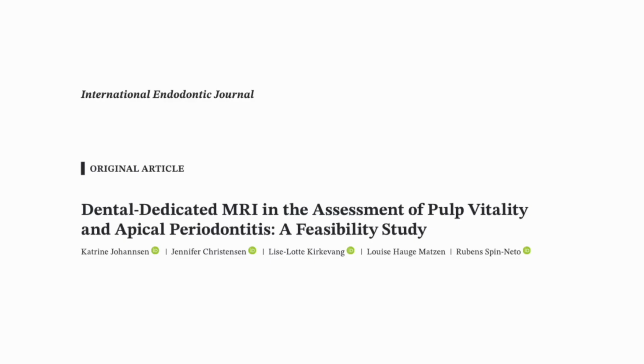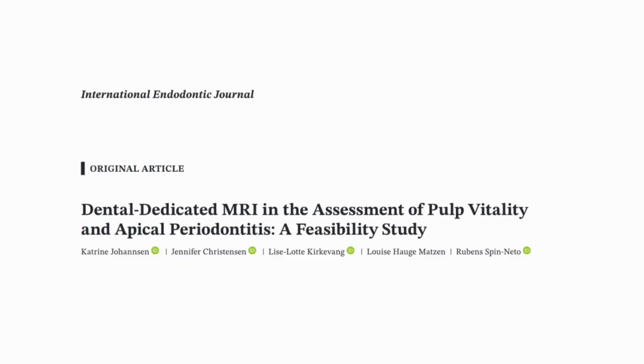Assalamu alaikum wa rahmatullah. The article of this week is titled "A Dental Dedicated MRI in the Assessment of Pulp Vitality and Apical Periodontitis, a Visibility Study." It was done by a group from Denmark and published in the International Endodontic Journal in 2026.